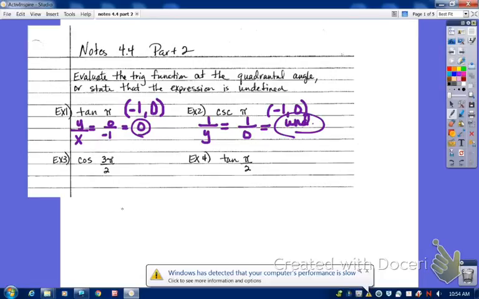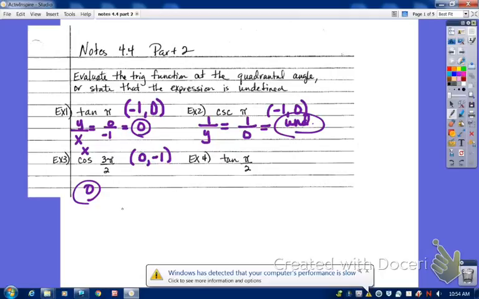Example 3. What is the ordered pair on the unit circle at 3 pi over 2? What's the ordered pair at 3 pi over 2? 0, negative 1. So what's the cosine value at 0, negative 1? Cosine is just the x. You can divide it by the radius if you want to, but this is a unit circle, so 0 divided by 1 would be, oh, we're just doing cosine. Cosine is x. So the answer would be just 0.